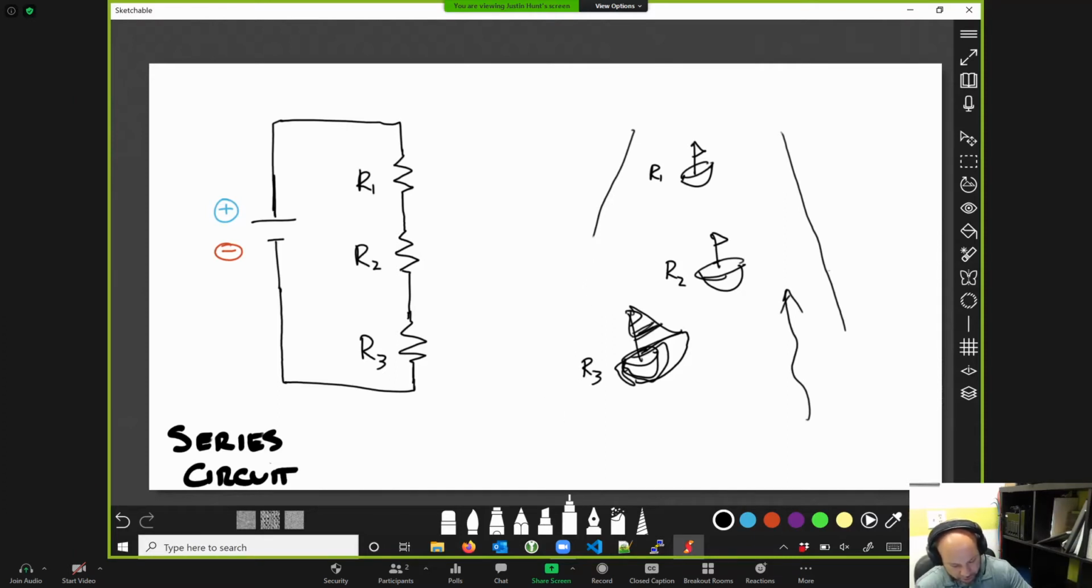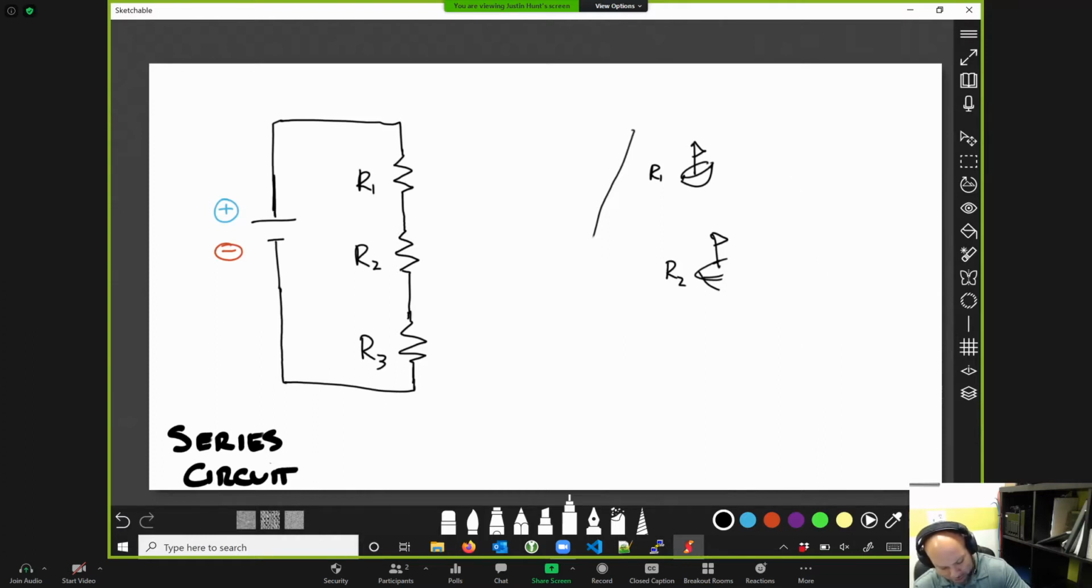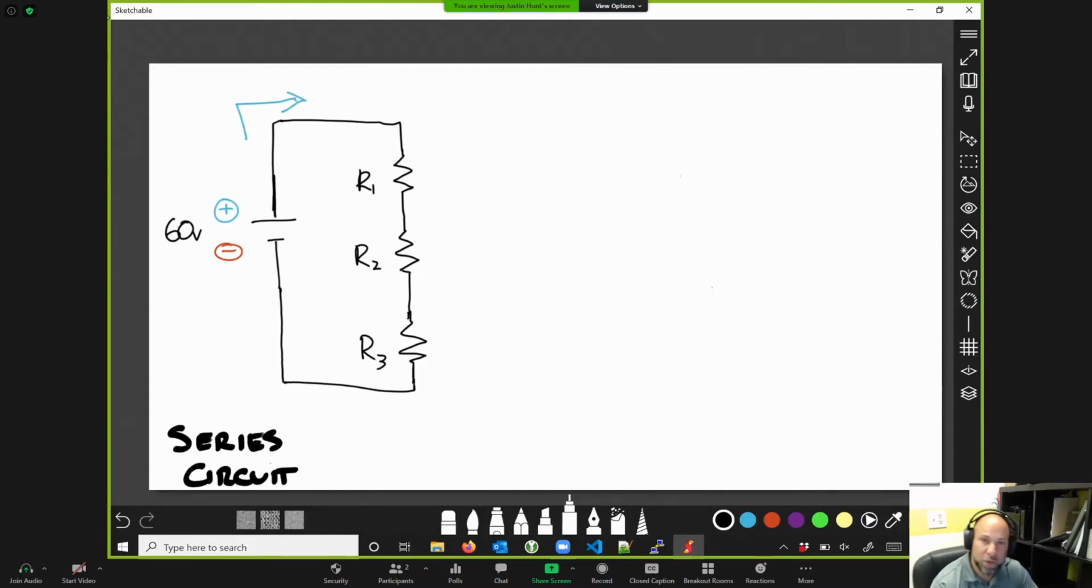All right, so now that we have a visual of terribly drawn boats and a terribly drawn river, let's go back to our terribly drawn circuit and take a look at this. All right, so we've got a power source here. We'll throw 60 volts on this DC power source. And we are on a mission to try to find the current, but we've got something new here. We've got 3 resistors in series.